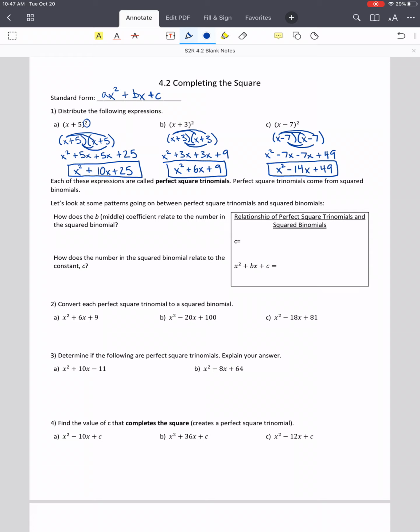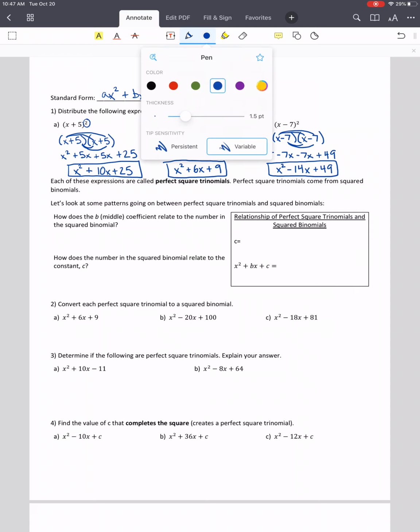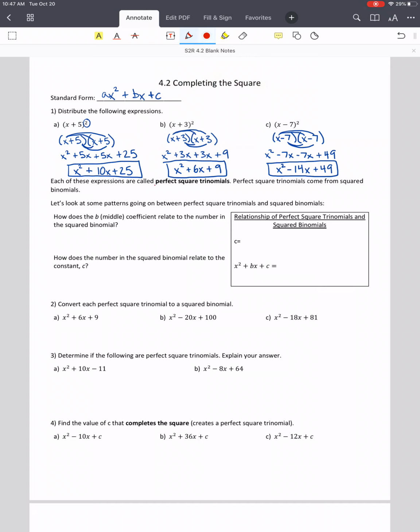And there we go. All of these that we just found are called perfect square trinomials. We call it a perfect square because it came from a squared binomial. Remember, binomial means two terms, so this is like parentheses with two terms in it being squared. That's what a squared binomial is. And the result of that, each of these, is called a perfect square trinomial.